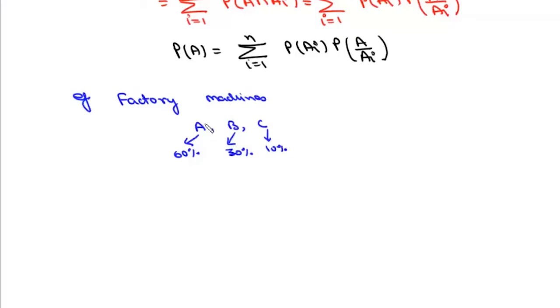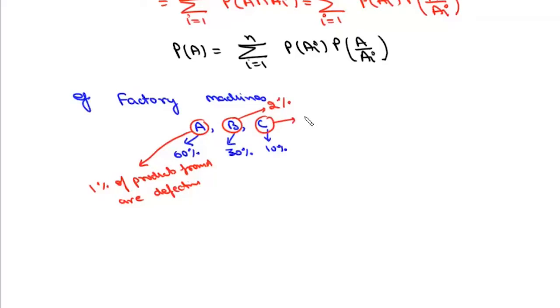Now it says it is known that 1% of products from machine A are defective. So of all the products coming from this machine A, 1% of them are defective. Now in case of B, the defective products percentage is 2%, and in case of C, it is 3%. Now it says a product is chosen at random and we have to find the probability that the product is defective.